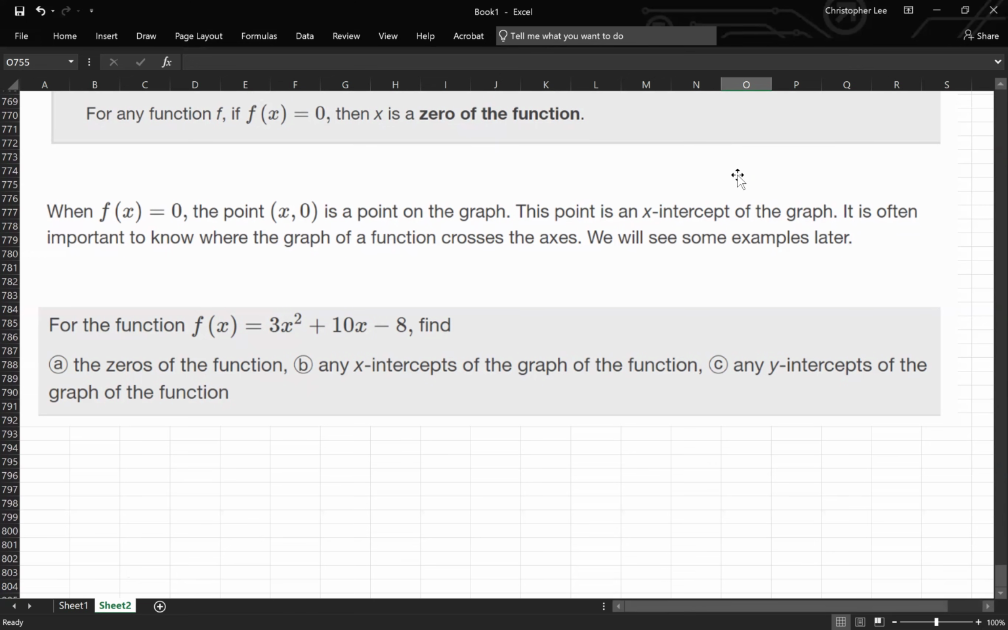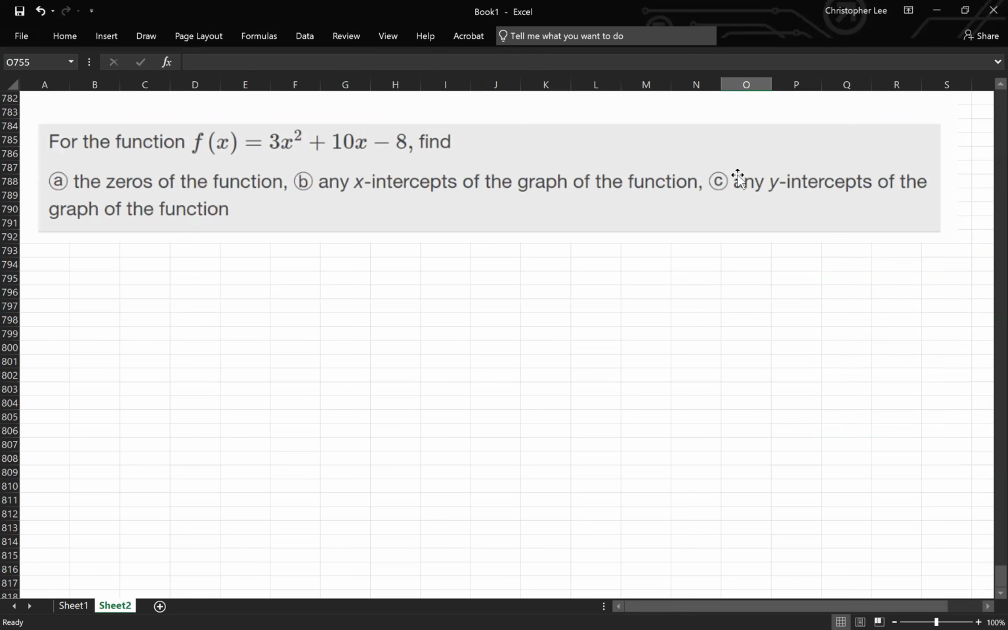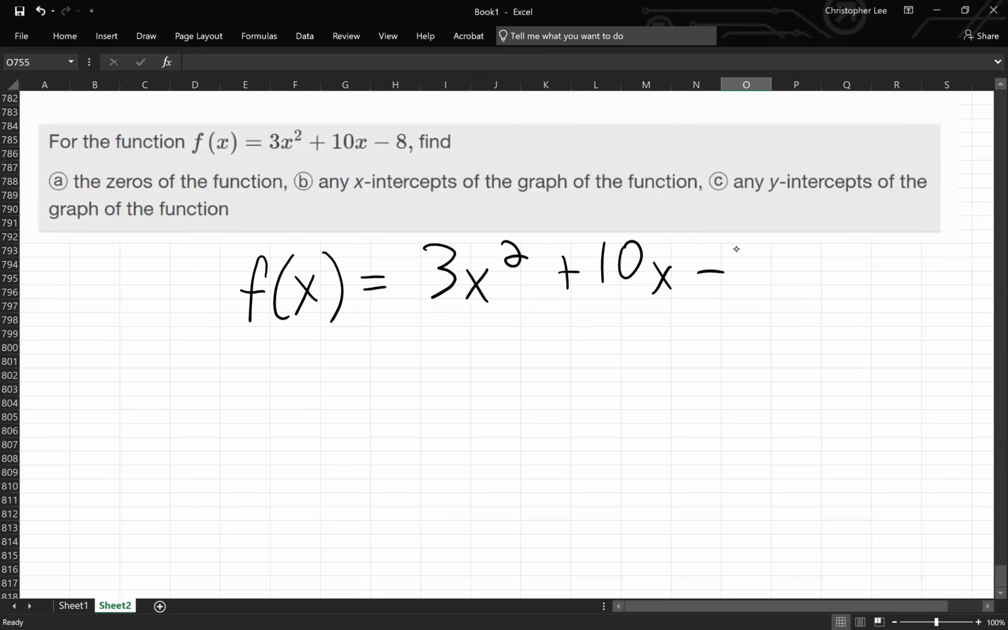All right, check this out. This is all you have to do. You have f of x is equal to 3x squared plus 10x minus 8. We're going to find the zeros of this function. That's going to answer A, B, and C all in one shot. First thing you want to do, find f of 0. That's the easiest one of all.